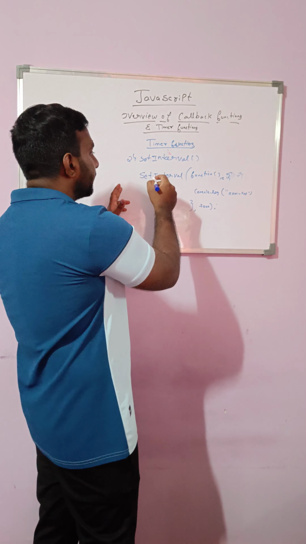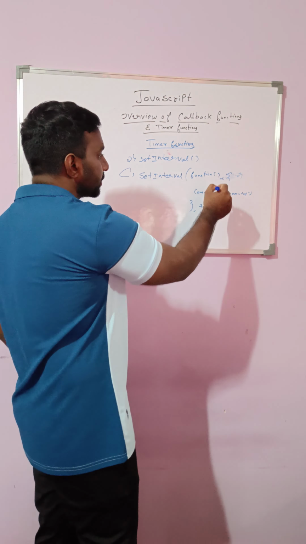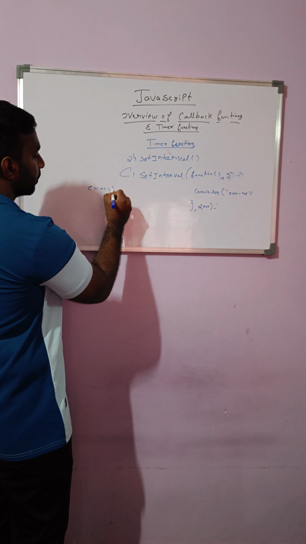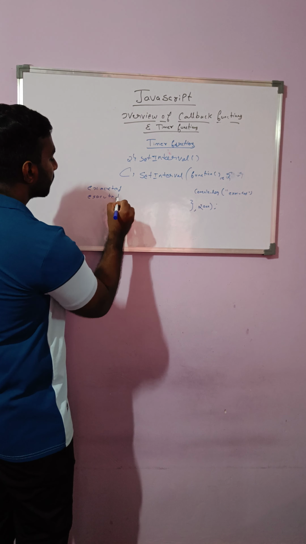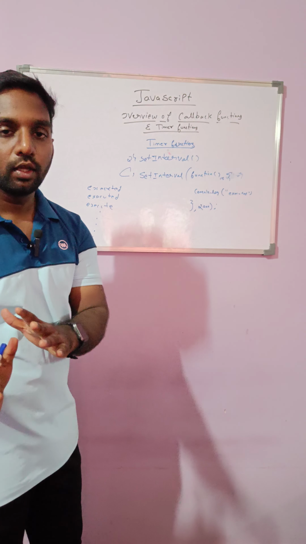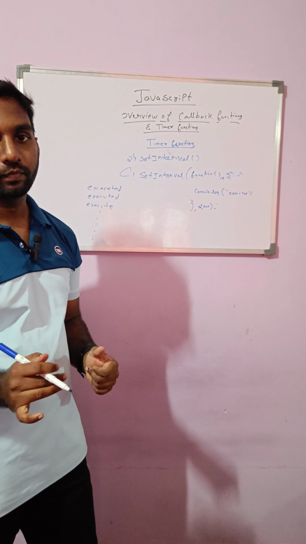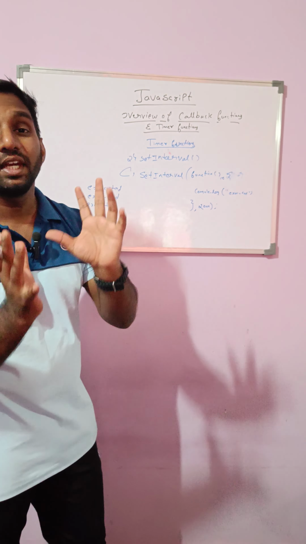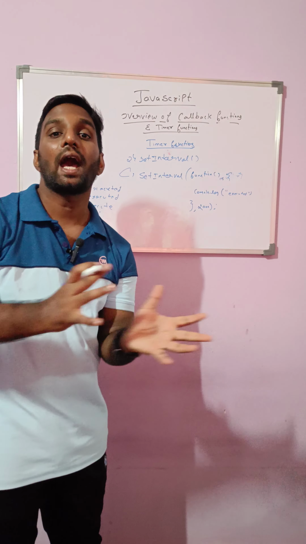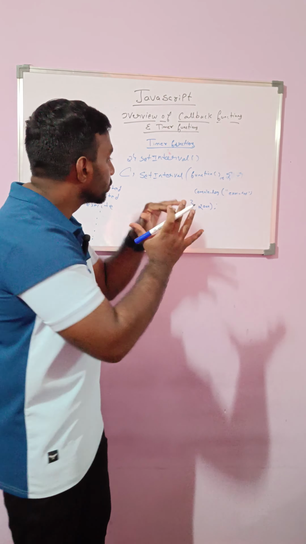So when it sees the set interval, this function will be executed repeatedly after every 2 seconds. When I execute this function, after 2 seconds, executed will be printed in the console. Again after 2 seconds, executed will be printed in the console. It goes on and on until you close this interval. If you want repeated execution of some tasks, that is where you use set interval function.